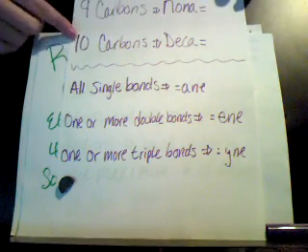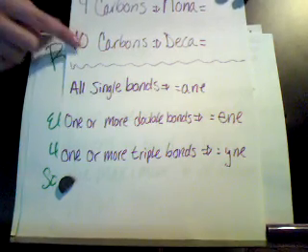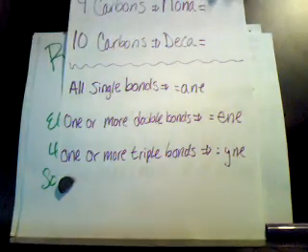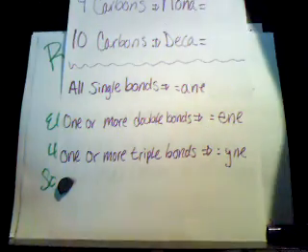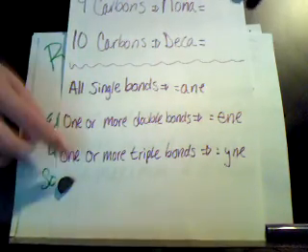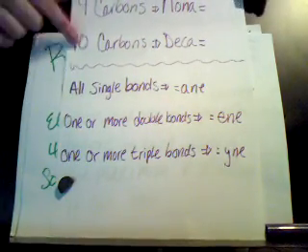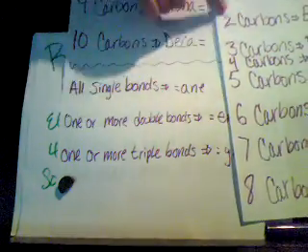There can be more than this. There can be more than 10 carbons in a chain, but today we will only be working with carbon chains with less than 10 carbons in them. Now, these are all the prefixes, the names of the carbons.